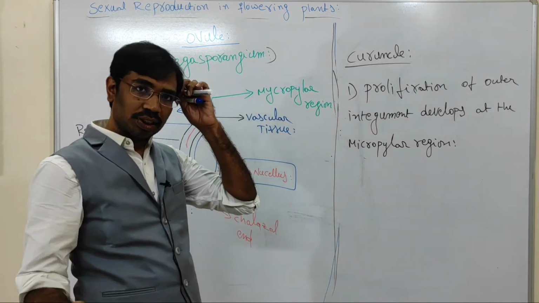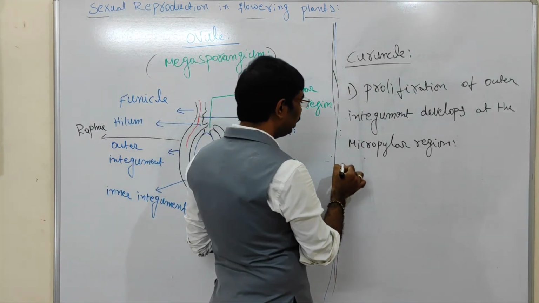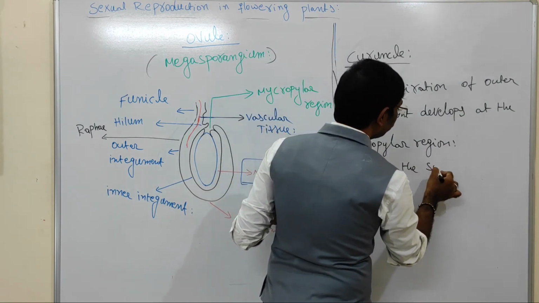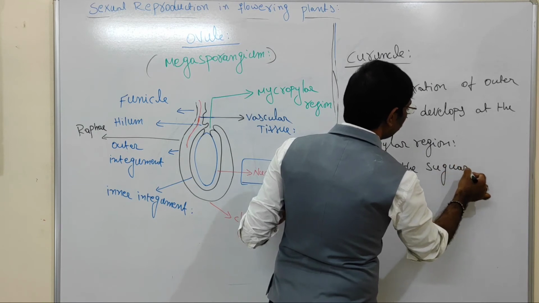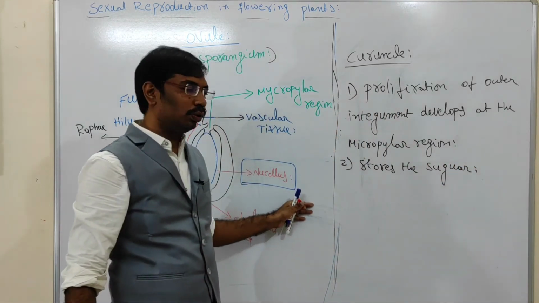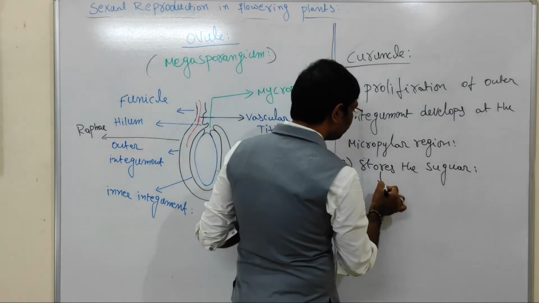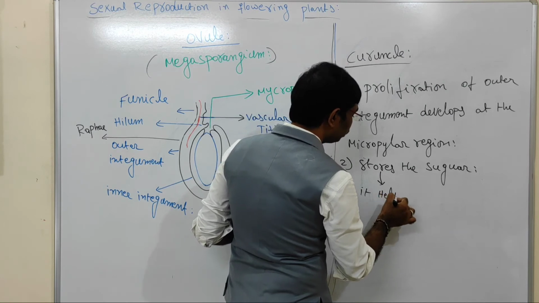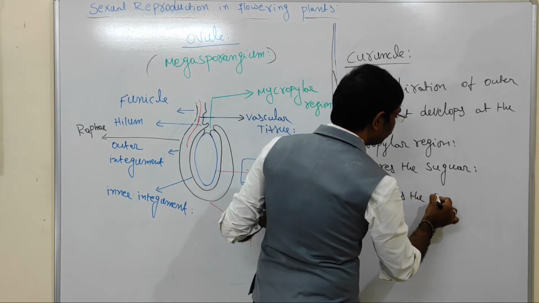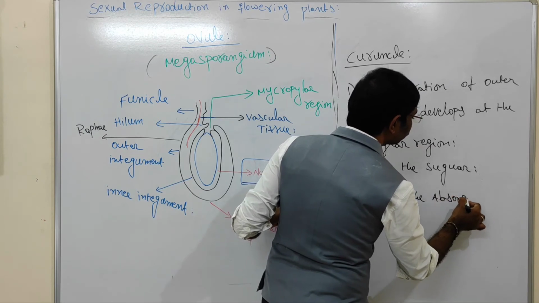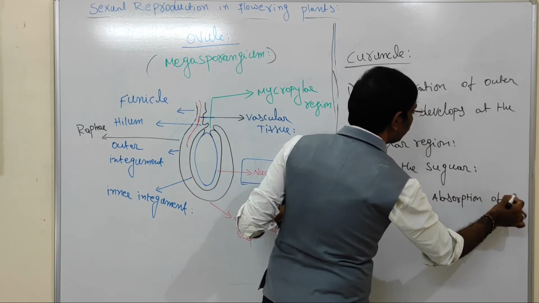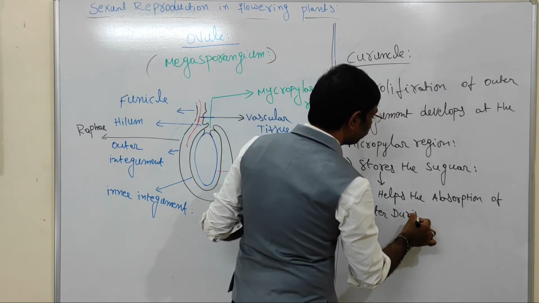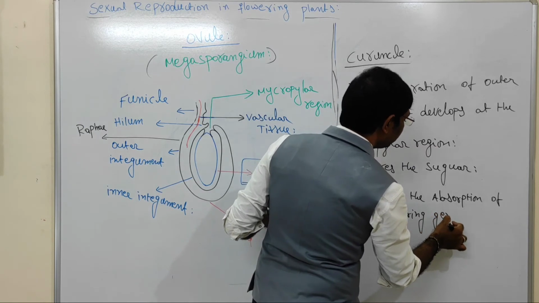Generally, it stores sugars. So sugars are present in the caruncle. It helps the absorption of water during germination of seeds.